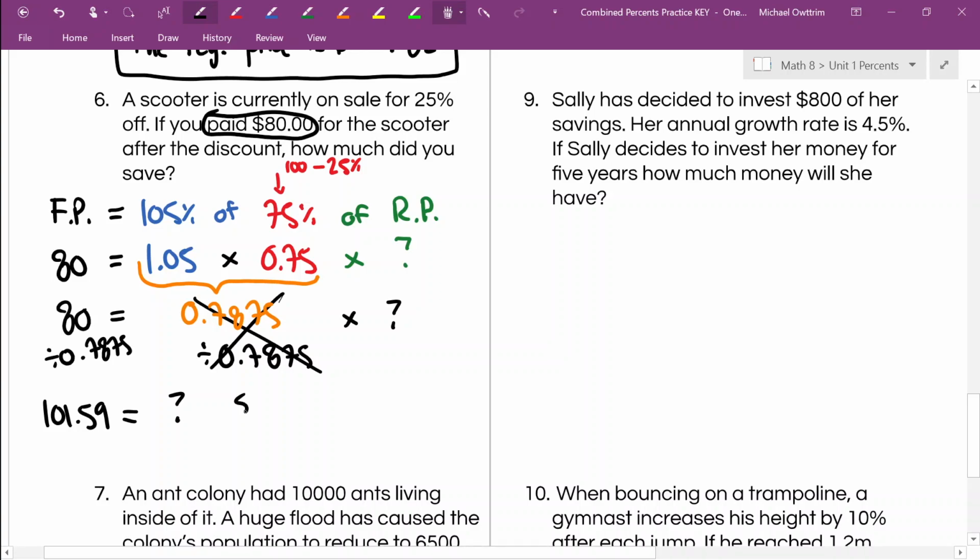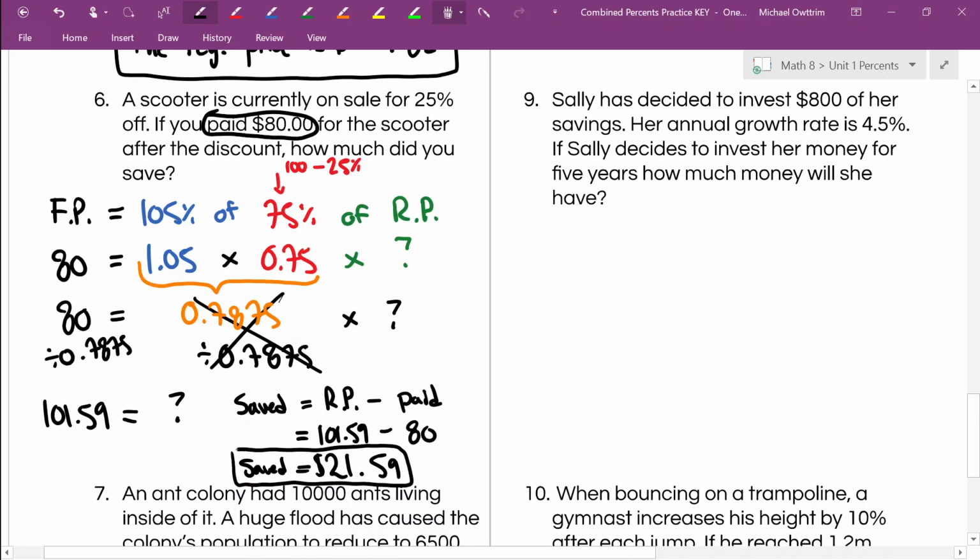Now I want to be sure to answer the question. The amount I saved is going to be my regular price minus the amount I actually paid. So my regular price would be 101.59, what I just calculated. I actually paid 80. So the amount that I saved, 101.59 minus 80, gives me $21.59 saved.